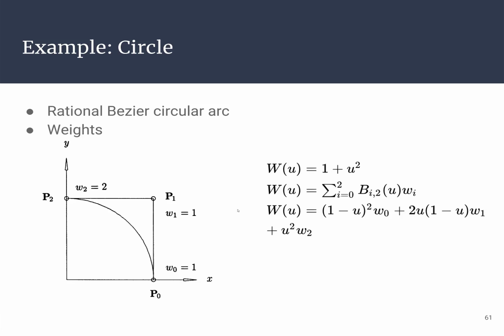Here we showed the weights of each of the control points. W sub 0 and W sub 1 are both equal to 1, and W sub 2 equals 2. Through some algebra, we can show the different representations of W, U.